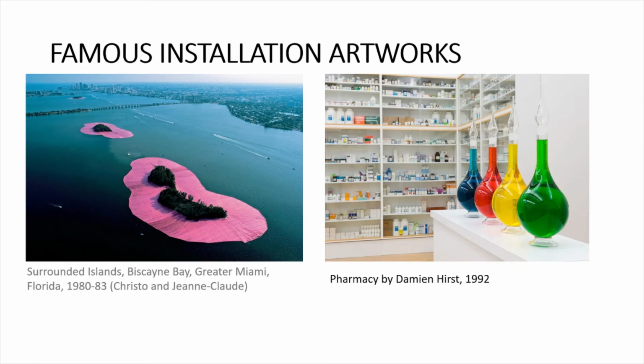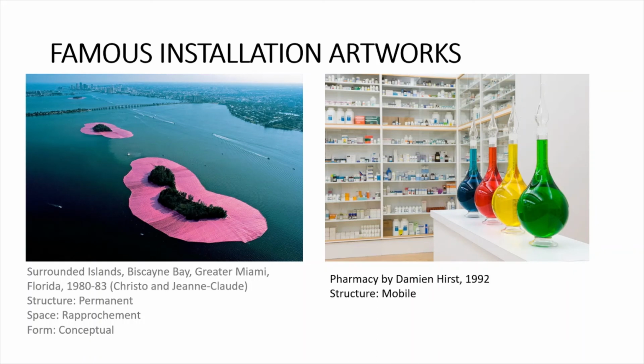Here are the famous examples of installation artworks. Surrounded Islands, Biscayne Bay, Greater Miami, Florida, created 1980-83 by artists Christo and Jeanne-Claude. Now, if you're going to classify this according to structure, this is permanent, because it's impractical to always replace. Space, it's more of approachment because it has become part of the environment. Form, it's conceptual, because concept is more important.